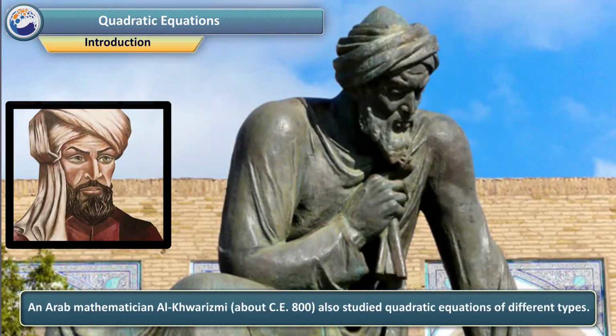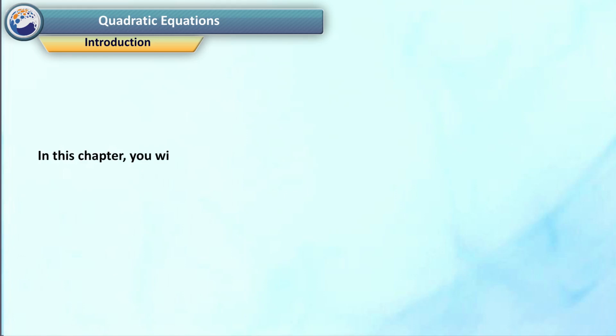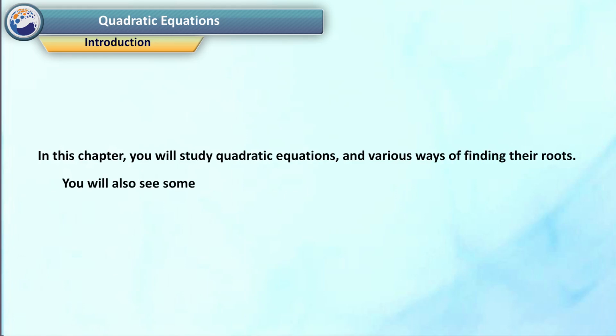An Arab mathematician, Al-Khwarizmi, about CE 800 also studied quadratic equations of different types. Abraham Bar Hiya-ha-Nasi, in his book Liber Embadorum, published in Europe in CE 1145, gave complete solutions of different quadratic equations. In this chapter, you will study quadratic equations and various ways of finding their roots. You will also see some applications of quadratic equations in daily life situations.